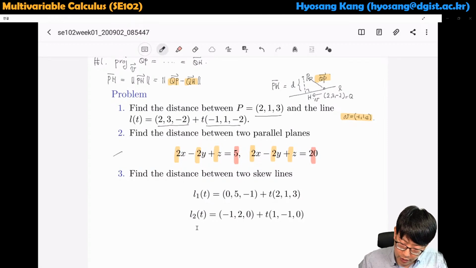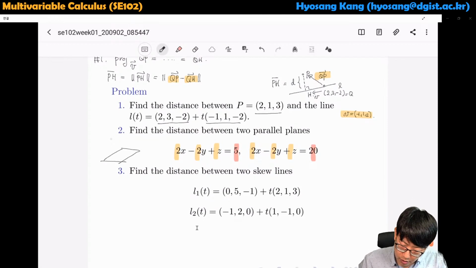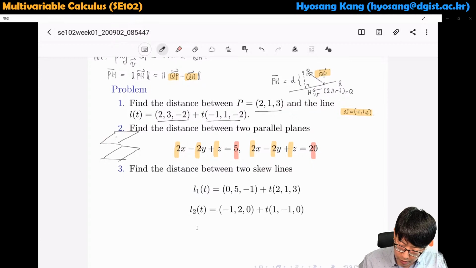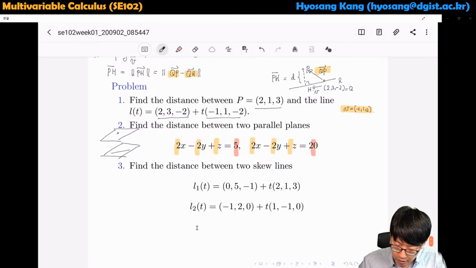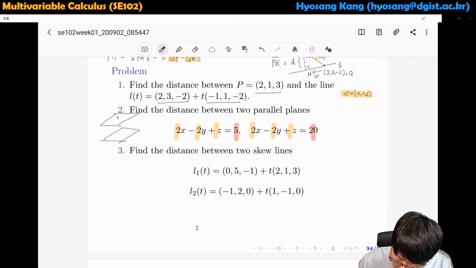So how do you find the distance between two parallel planes? You first pick a point, and then you pick a random line here, and then you find the distance between the point and the line. Or I'm sorry, this is not the way we can do this. So first of all, you pick a random point on one plane. Let's say this is plane P and this is plane H. Okay, so this is P and this is H.